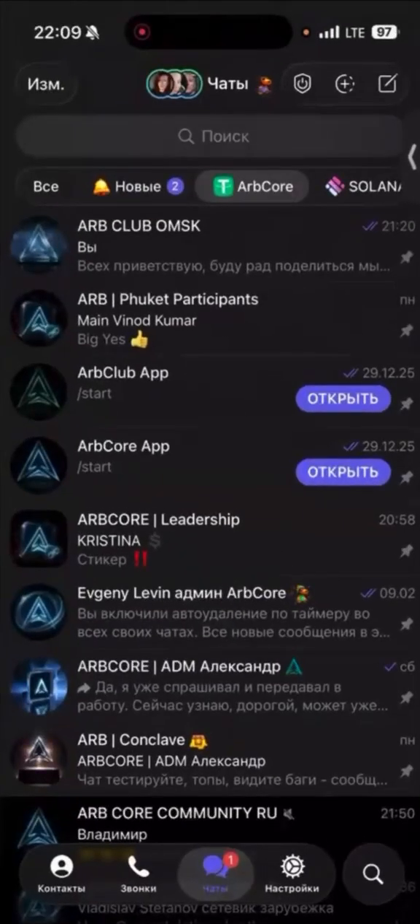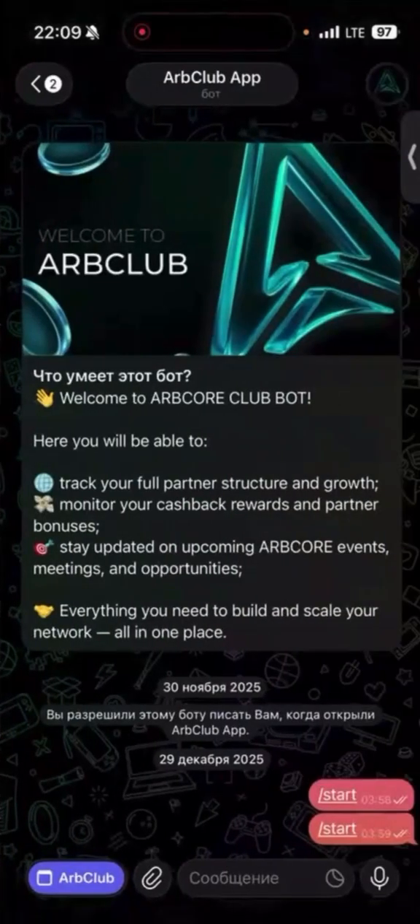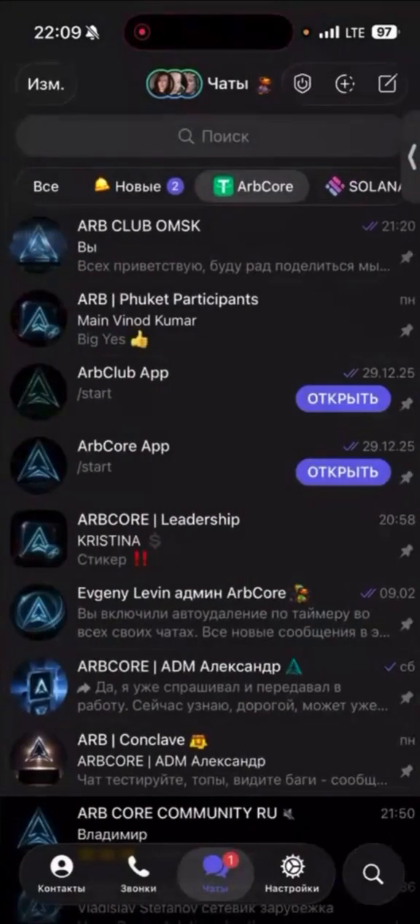The company has two applications in Mini App. This is ARBCORE Up, that's how blue it is. This is an application for investors. The second is ARB Club. This application is for partners. It is a network program.